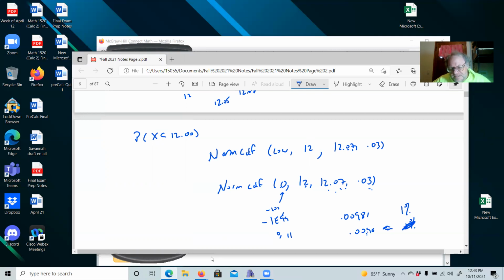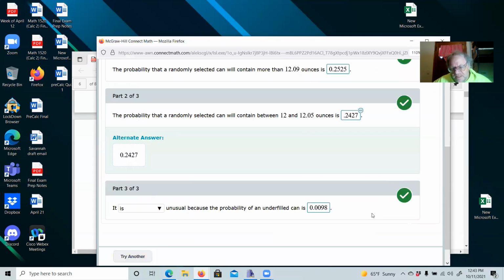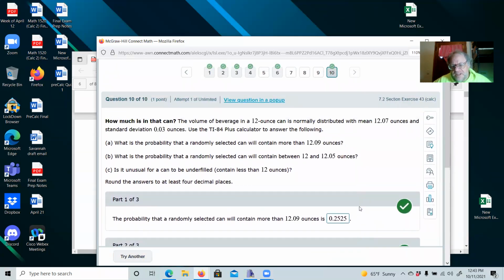Okay. And so, yes, it would be unusual. It's less than 5% because this is 0.0098. So very unusual for it to be underfilled. We're going to go ahead and say that's what we're going to go with. All right. And then we say okay.